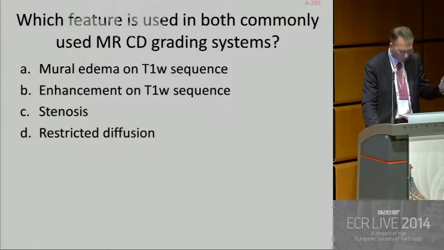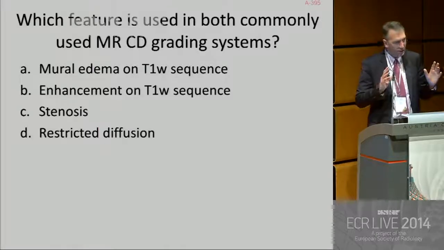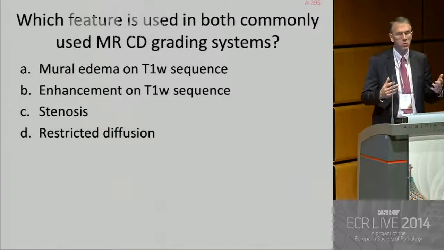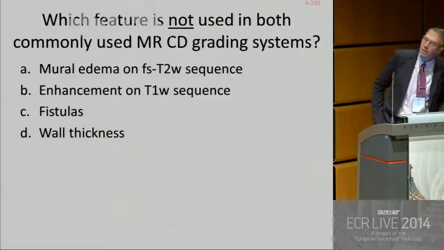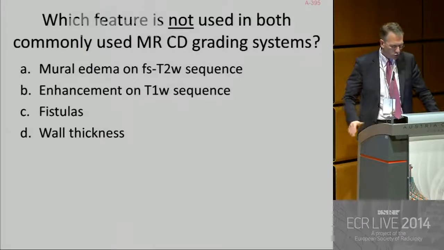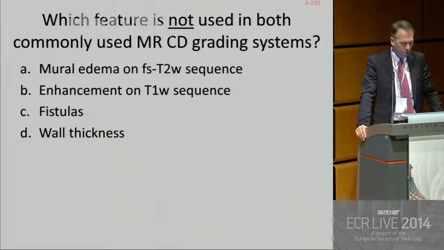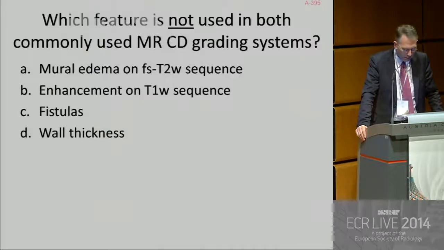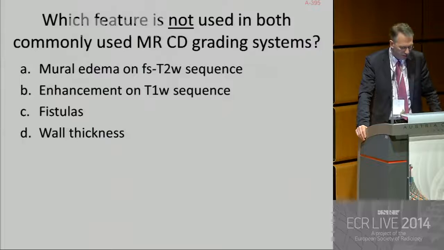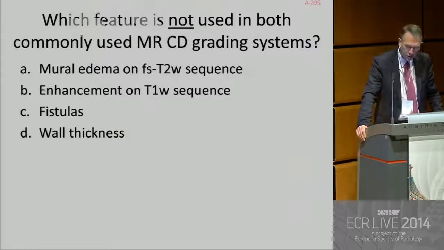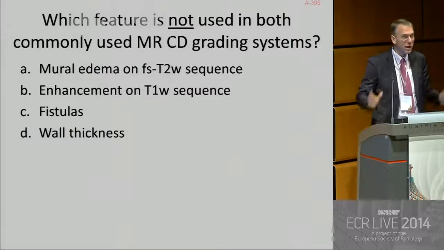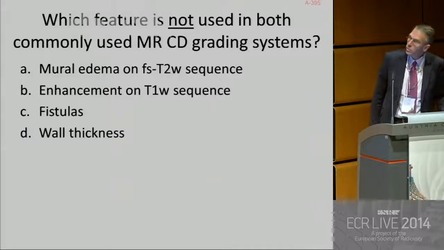So once again, mural edema on the fat-set T2, and the thickness is important, and enhancement is also included, enhancement on the T1-weighted sequence. That brings me to the second question. Which feature is not used in both commonly used MRCD grading systems? Mural edema on the fat-set T2, enhancement on T1, fistulas, and wall thickness. I don't think this is a very hard question, but it's just to remind you and to really bring over the message to you.